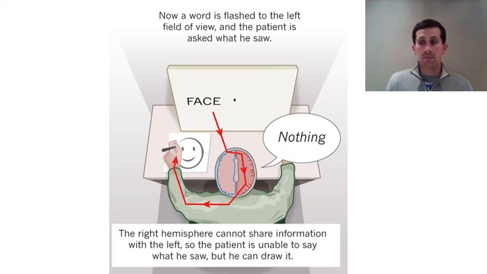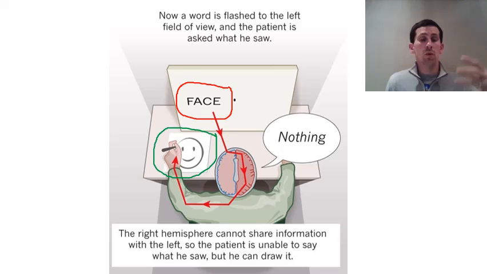So next time they're presented with a word on their left visual field, same word, but because the information is processed by the right side of their brain, which doesn't have a language centre, they say they saw nothing. They're not able to verbalise that information. But you can see from the picture here, they are able to draw it. Remember, the right side is in charge of visual and creative tasks. So although they can't verbalise the information, they are able to write it out or draw it.